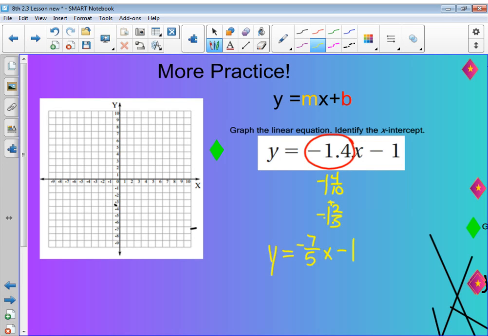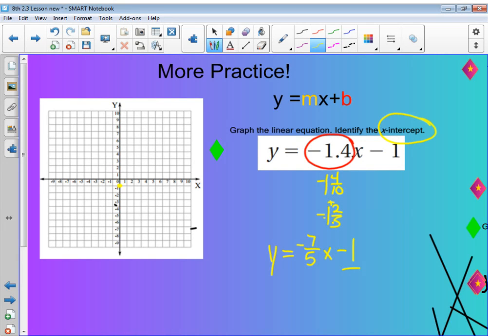And then the question is asking, identify the x-intercept. So yeah, we're combining things that are a little more difficult and asking a new question. So I'm going to start at -1, put my dot. So -1 is right here. And then my slope is negative 7 over 5.